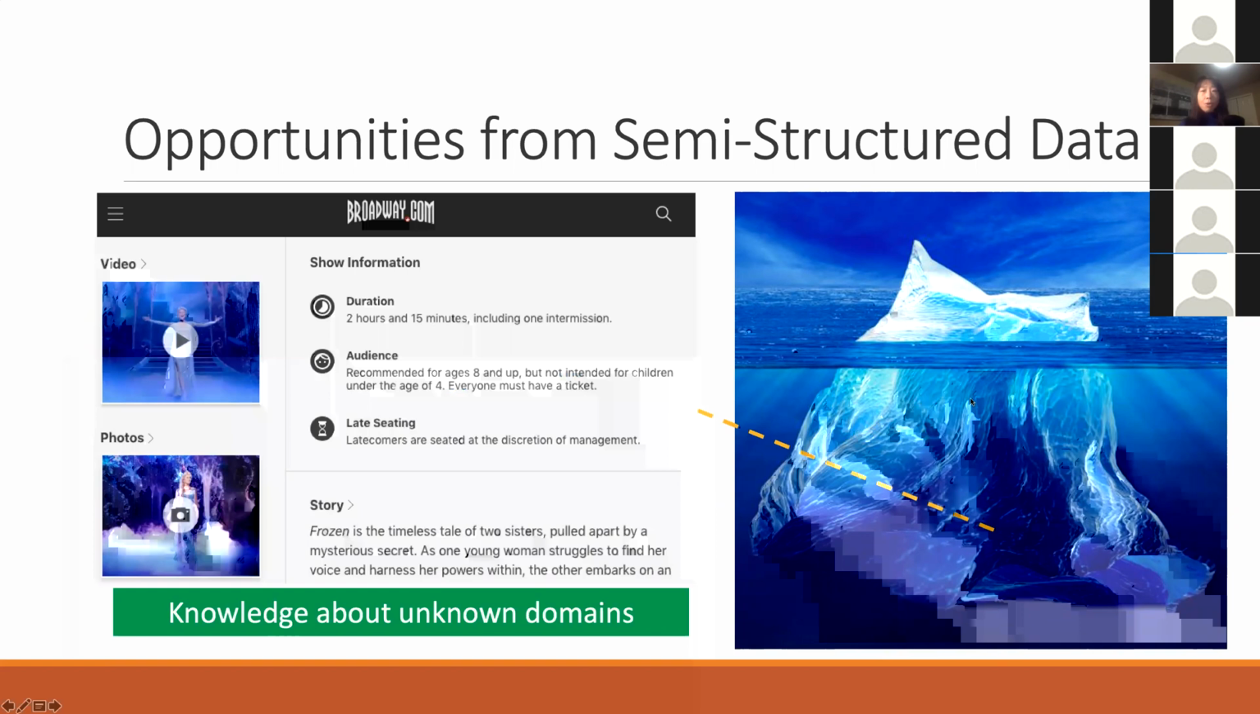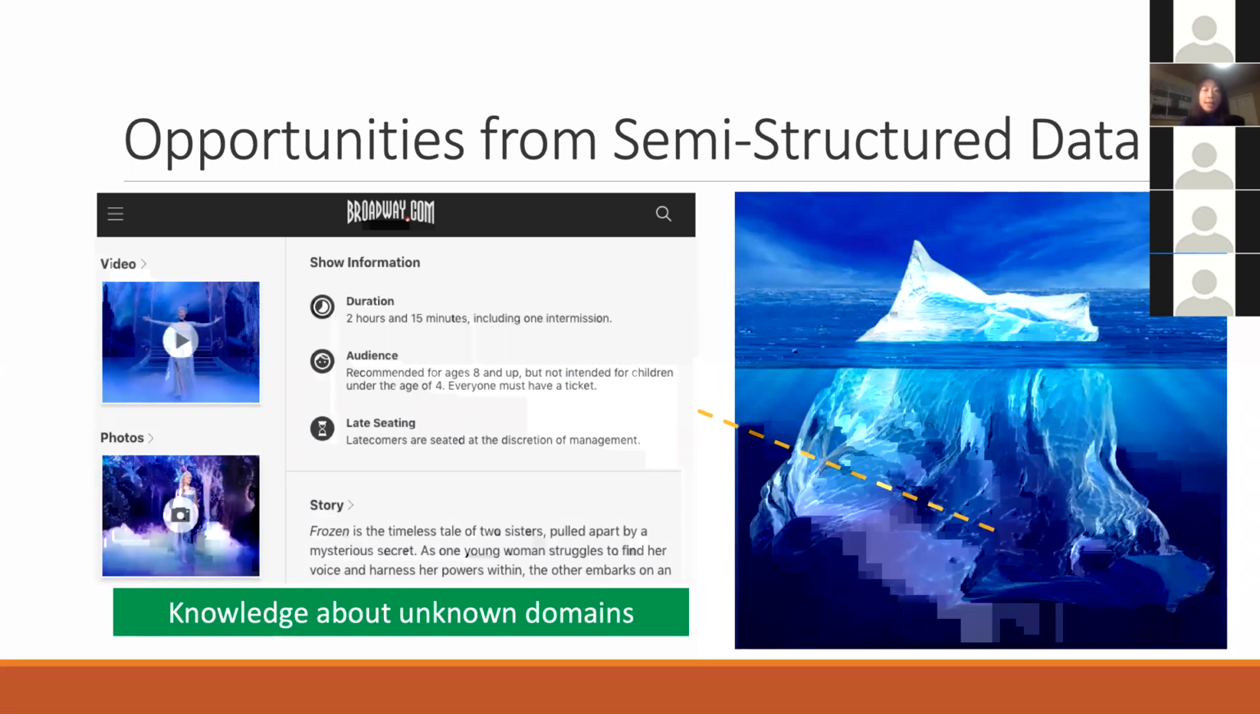In addition, we also have a lot of domains that we are not familiar with. We know movies, but we may not know that much about Broadway shows. We may not know that much about video games. And we can consider that part as the part of the iceberg that is deep in the water. So we can see that semi-structured data can give us information about the known relations, the unknown relations, and also the unknown domains. That's why we are saying it is really a huge source of information and very promising.